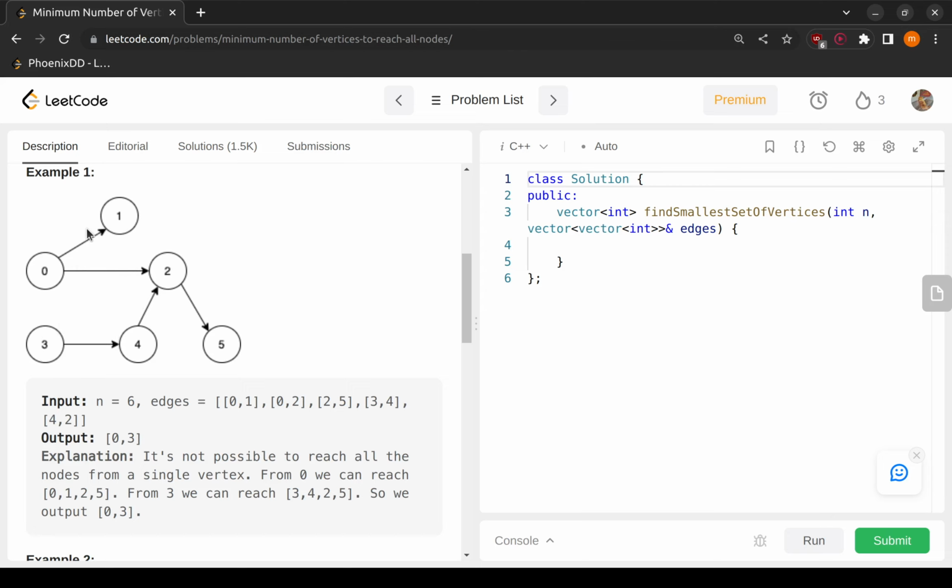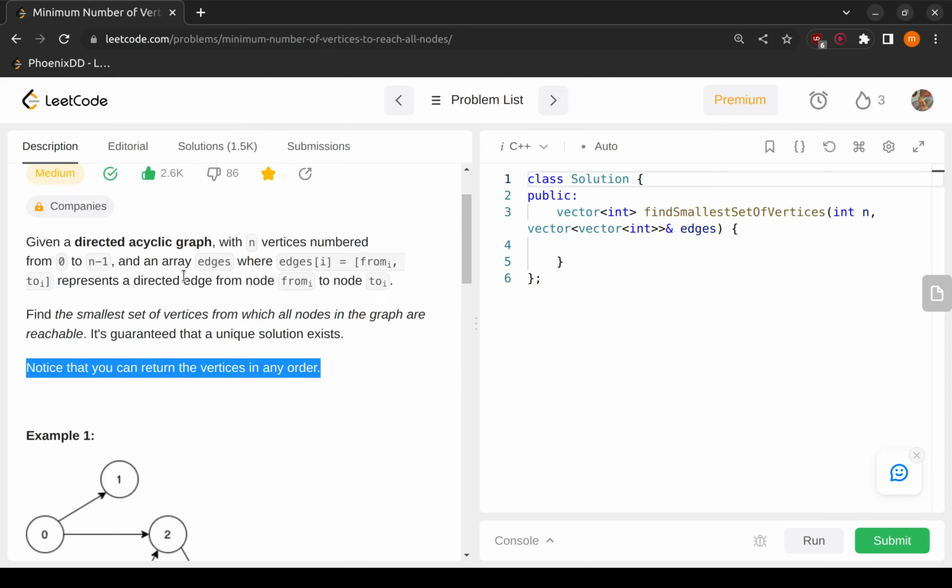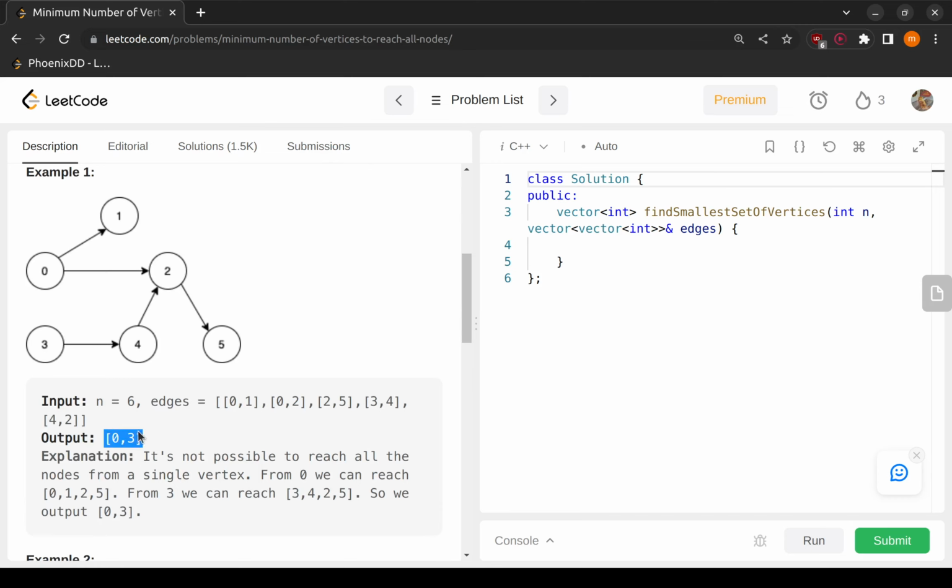If I take 0, 1, 3, 4, is it a valid set? Can I reach all of them? If I take 3 and 4, I can reach 3, 4, 2, 5, and if I take 0 and 1, I can reach 0 to 5. See, I can reach all the numbers, but this set won't be minimal because I can actually use 0 and 3, and I can still reach all of them, right? If I take 0, I'll reach 1 to 5. If I take 3, I'll be able to reach 3, 4 to 5, which is covering all the nodes in the graph.